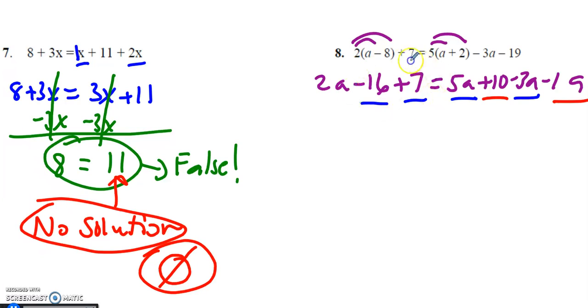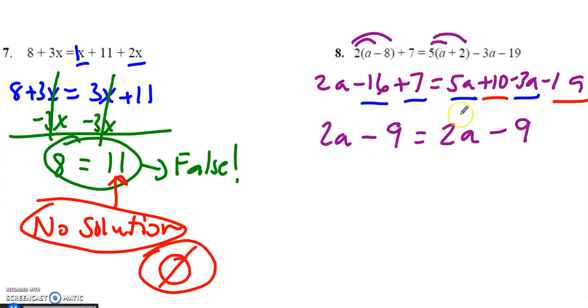Now remember, when everything is on the same side, you are just combining things. You're not moving anything. So over here, we would get 2a, negative 16 plus 7 is negative 9, equals 5a minus 3a on the same side is positive 2a. 10 combined with a negative 19 is a negative 9. So now and only now, when both sides are completely simplified as much as I can, is when I move things. So I want to make that very clear. Don't move anything until you simplify both sides. If you do, you're more likely to make silly mistakes, and I'm trying to teach you otherwise.